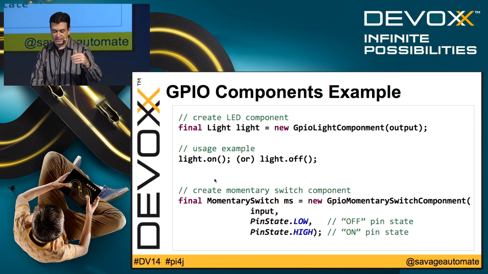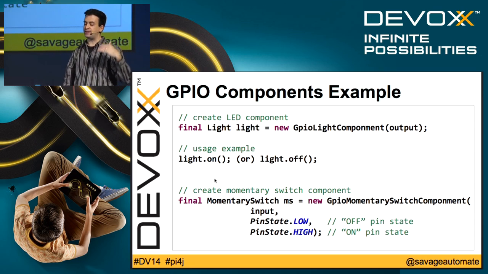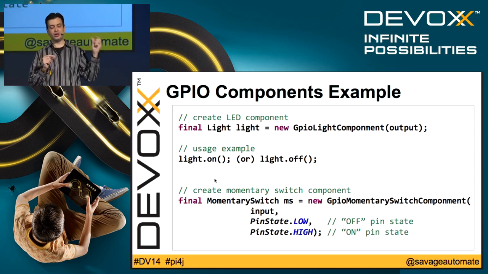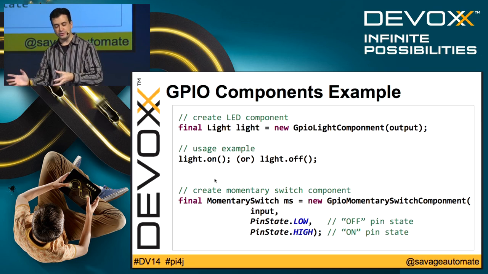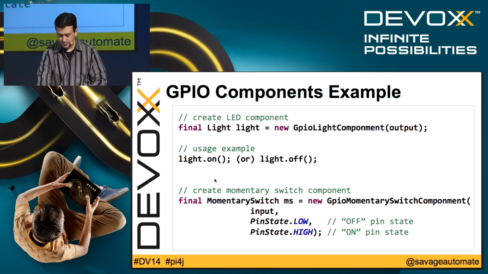And then our second example here, we have our input, which is a momentary switch. We provide our input pin, and here you can see where we can assign it the low state means off and the high state means on. Or we could easily reverse that direction if that's what our circuit required. So if that were to change in the future, you could come back to where you're creating these objects and just change it there, but not throughout the rest of your program.